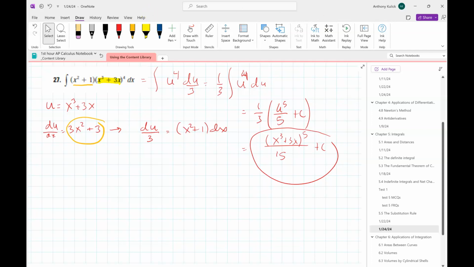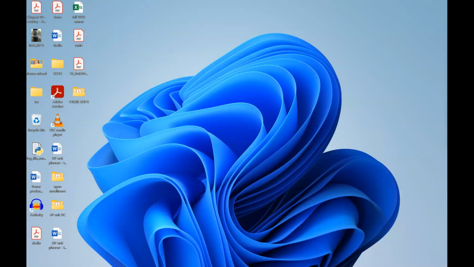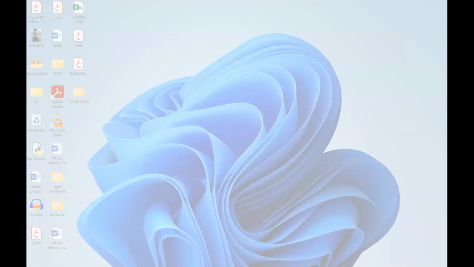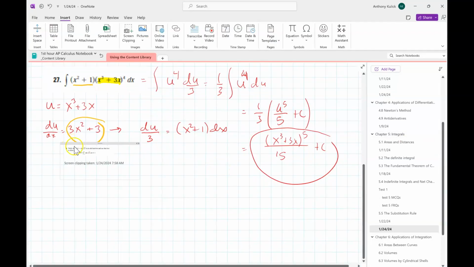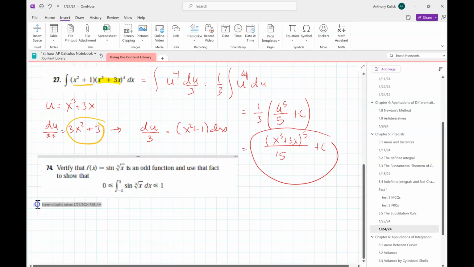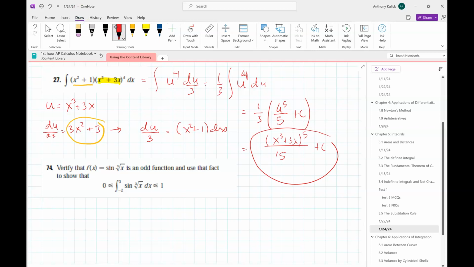74. Yeah, that's pretty deep down in there, huh? Oh, it has words on it too. It's always scary. All right, let's see here. It says verify that f of x equals sine of the cube root of x is an odd function, and then use that fact to show that this integral is somewhere between 0 and 1. Okay?